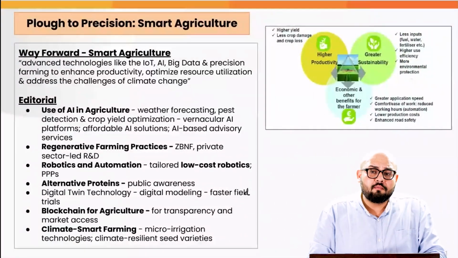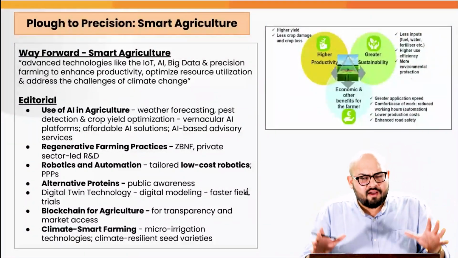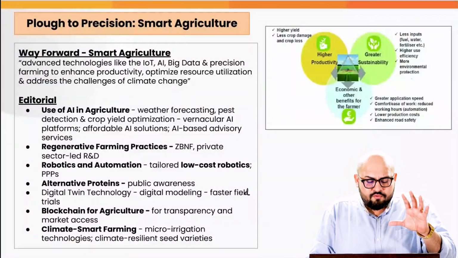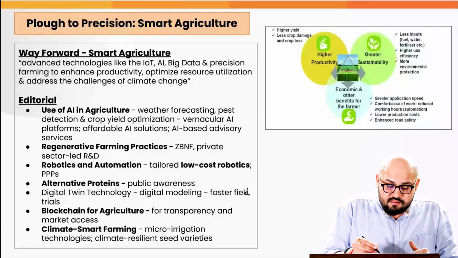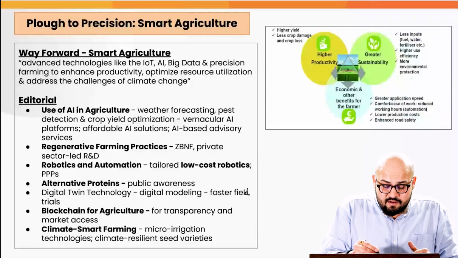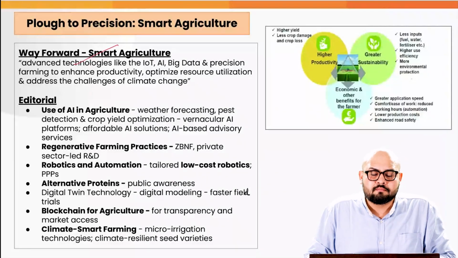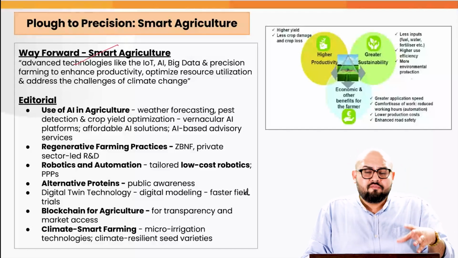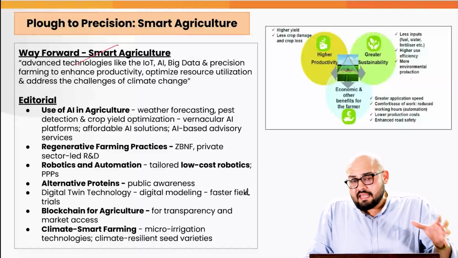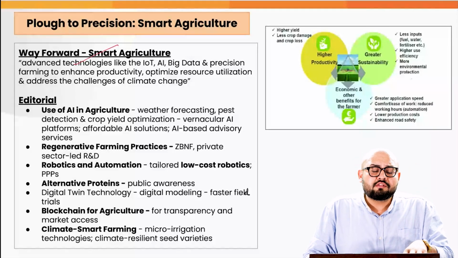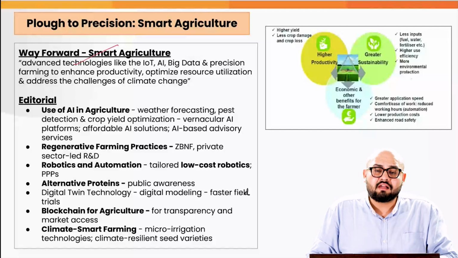Now, specifically talking about smart agriculture. How do we define smart agriculture? If you were to give the definition, it is the usage, leveraging the advanced technologies like the Internet of Things. Now, if you're using the Internet of Things in agriculture, what it would lead to is better resource utilization.